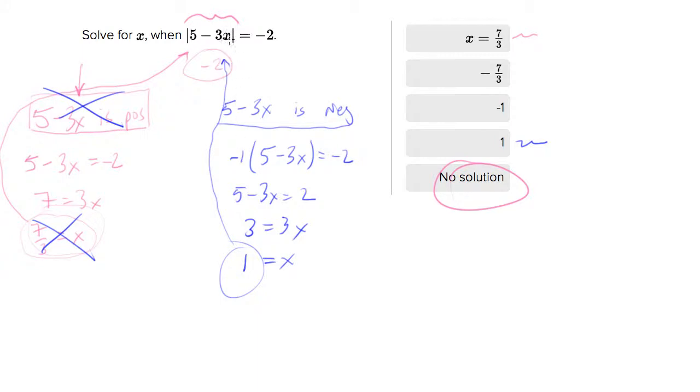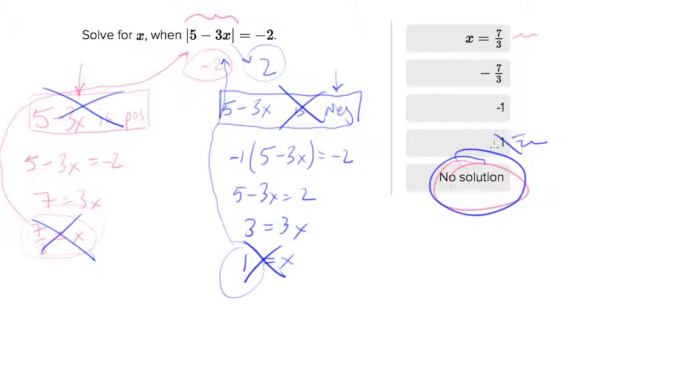So if I plug in a 1 here, 5 minus 3 is 2, right? That is a positive number. But remember, I was operating under the assumption that 5 minus 3x was negative, which is not true. So this is a false universe as well, which means this is also a false answer, which means there is in fact no solution here, and you should not pick 1, you should not pick 7/3, and there's really no reason to ever pick these. That would be an algebra mistake.